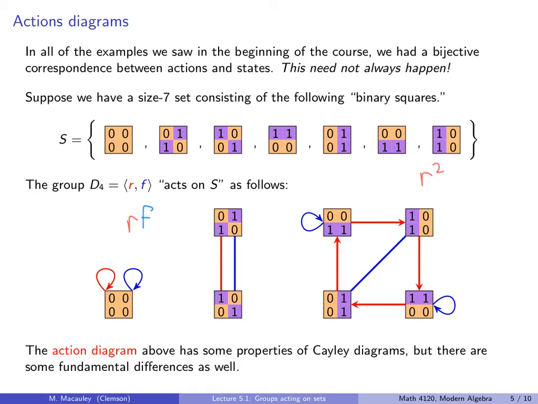In fact, we proved one of these things in one of our first lectures. We proved that if some arrow is a loop on some node, it has to be a loop on every node. That was our very first logical mathematical proof. So that is a fundamental difference. Other differences. Well, this action diagram is not connected. You can't get from the state 0, 0, 0, 0 to this state 1, 1, 0, 0. There's no way to do it.